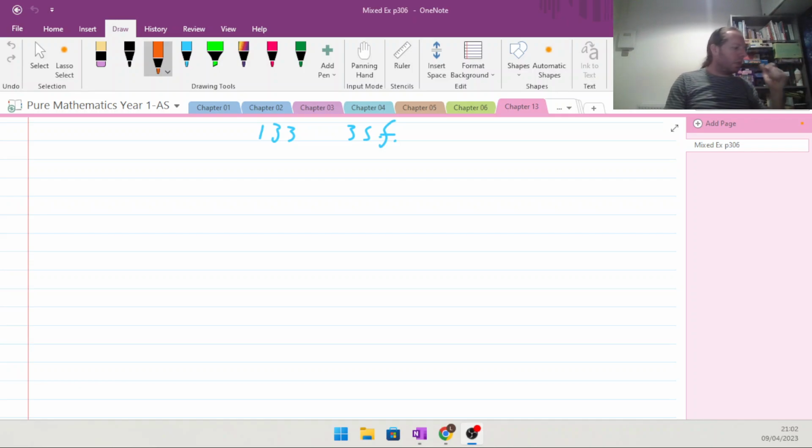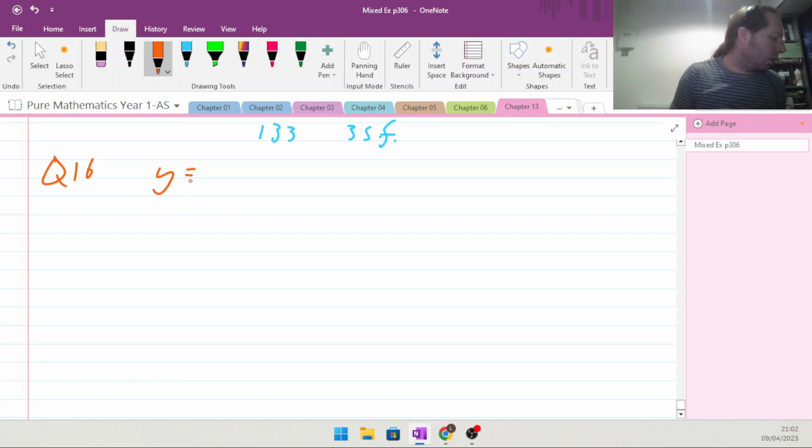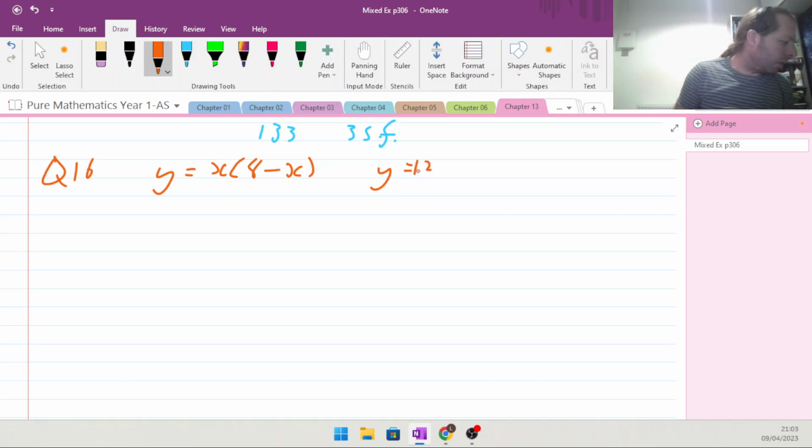Okay, so chapter 13, question 16, the mixed exercise at the back. We have got a diagram showing the curve C with equation y equals x(8 minus x), and the line with the equation y equals 12, which meets it at the points L and M. Determine the coordinates of points L and M.